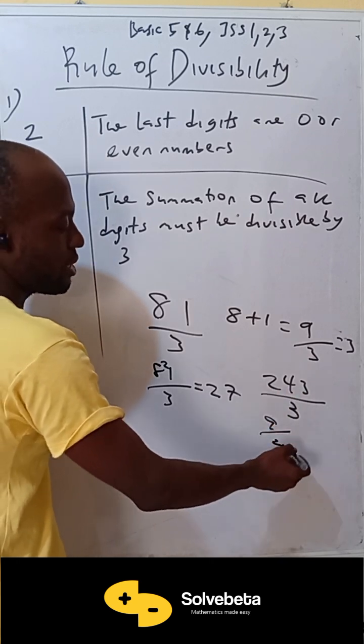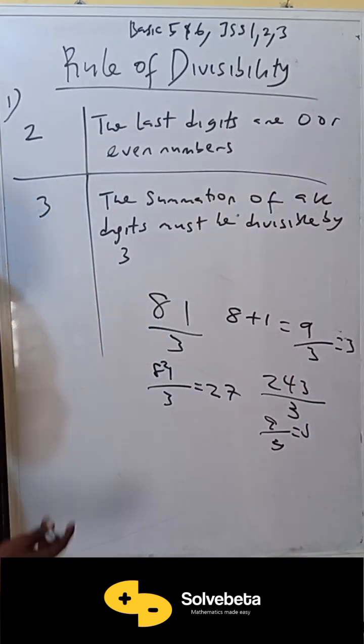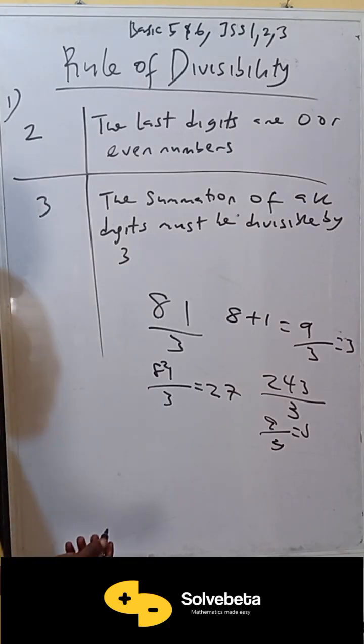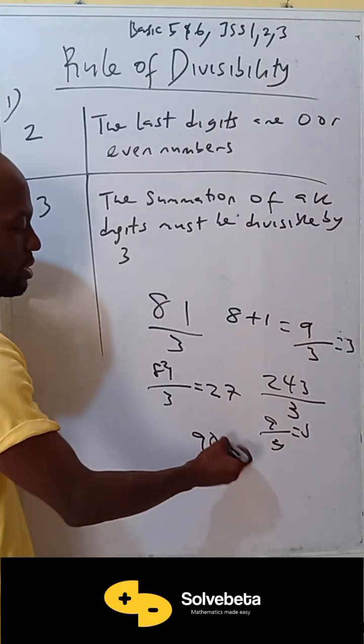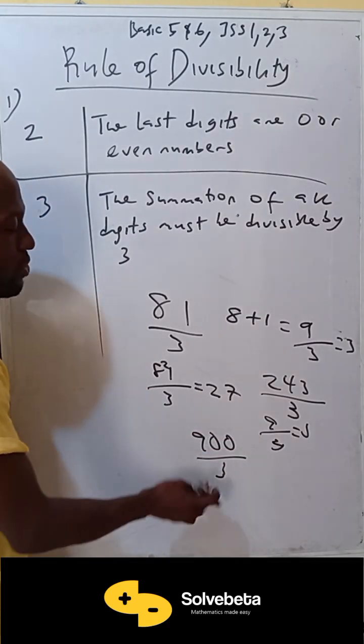9 can be divided by 3, right? To give 3. It means that 240 can be divided by what? 3. Can you see that? What of 900? How are we sure that 900 can be divided by 3?